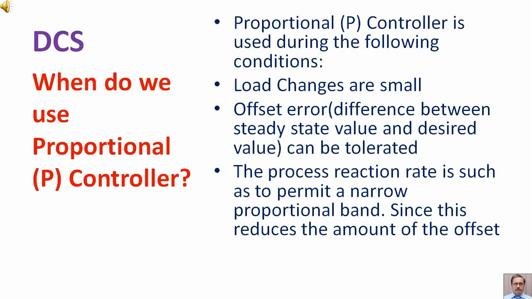Question: When do we use a proportional controller? Answer: A proportional controller is used under the following conditions: load changes are small, offset error can be tolerated, and the process reaction rate is such as to permit a narrow proportional band, since this reduces the amount of the offset.